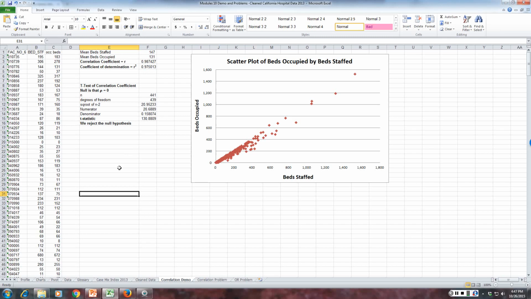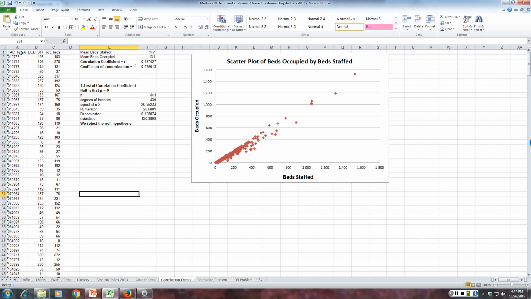Welcome to the workshop component of our lecture on correlation and measures of association. I want to show you right now in Excel really quickly, first of all, how to do a scatter plot, and then secondly, how to use Excel to calculate the correlation coefficient R and the coefficient of determination R squared, and then do a t-test to test the null hypothesis on the correlation coefficient.